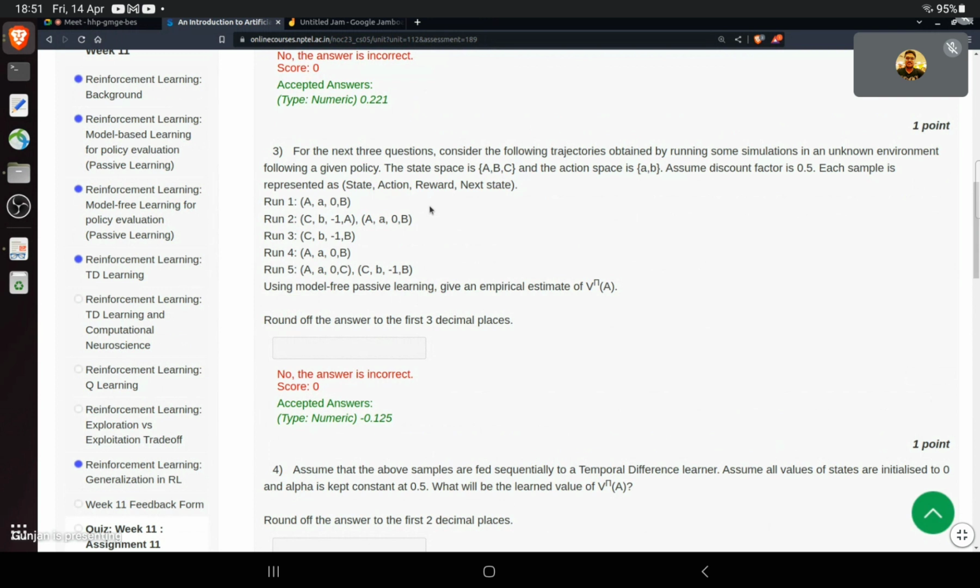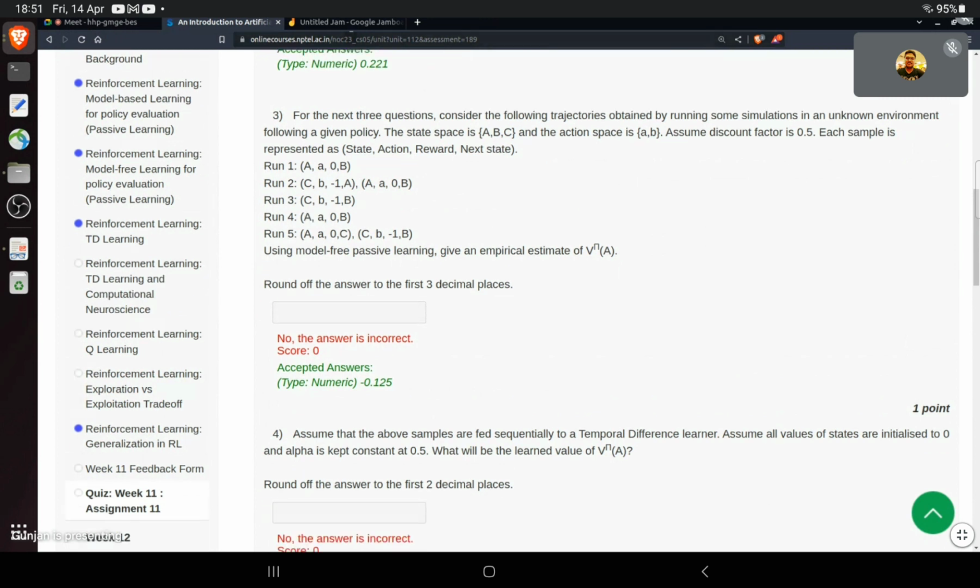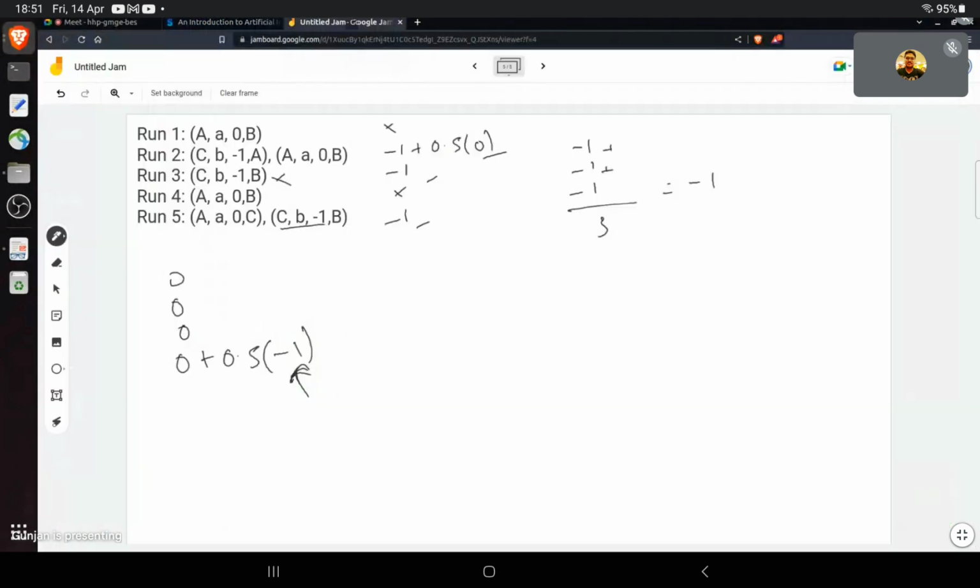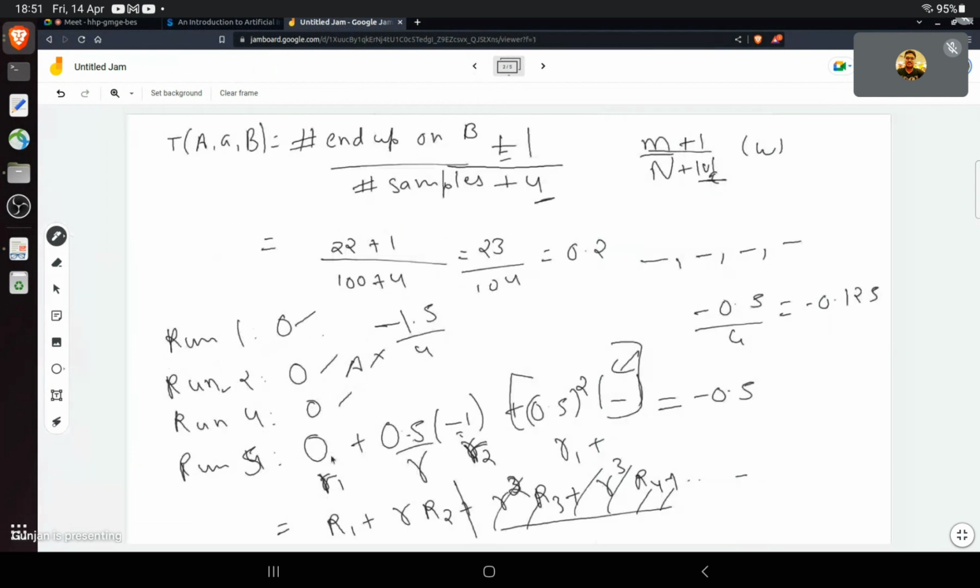I mean, we can debate more on this once the official answer is out. Actually, sir, if another sample is there in the fifth round, suppose you add one more sample starting from C, what would be the formula for this? It will be 0 plus 0.5 times minus 1 plus 0.5 squared times whatever you get there. And if there is one more state, it would be 0.5 cubed times whatever you get there, and so on.